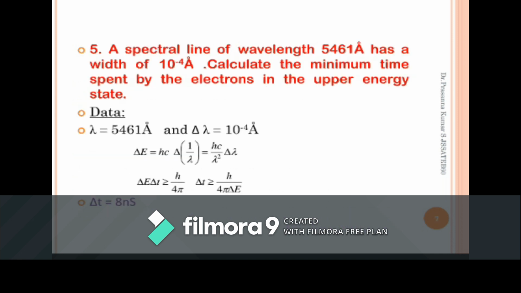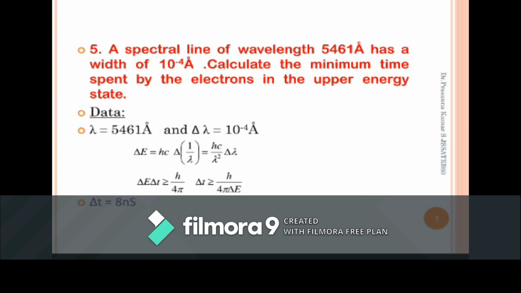A spectral line of wavelength 0.461 angstrom has a width of 10 to the minus 4 angstrom. Calculate the minimum time spent by the electrons in the upper energy state. The formula here, with respect to the uncertainty principle for energy and time, is delta E delta T greater than or equal to h by 4 pi. So you need to calculate delta T, the minimum time spent. Therefore delta T is greater than or equal to h by 4 pi delta E.